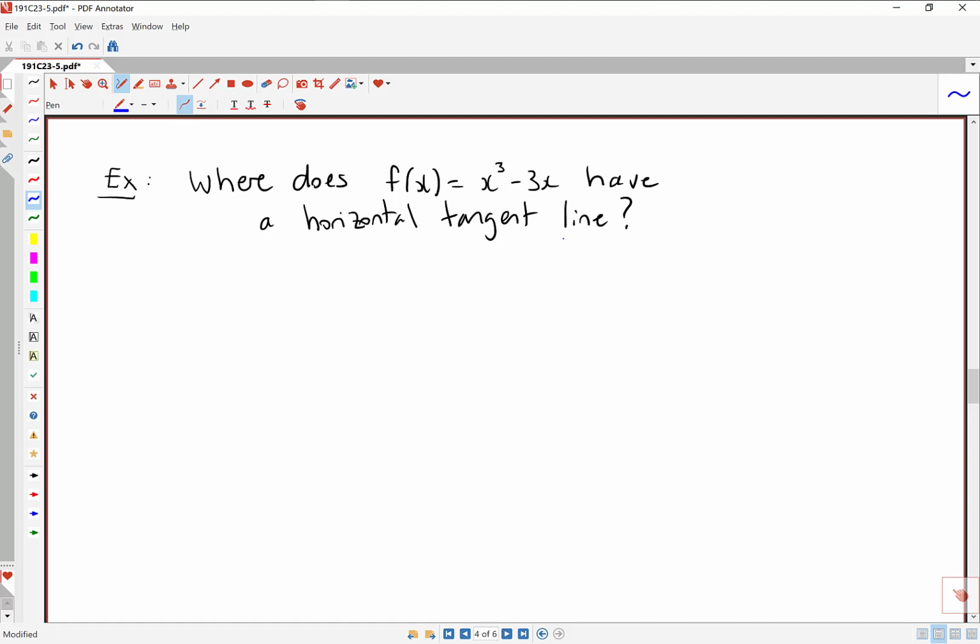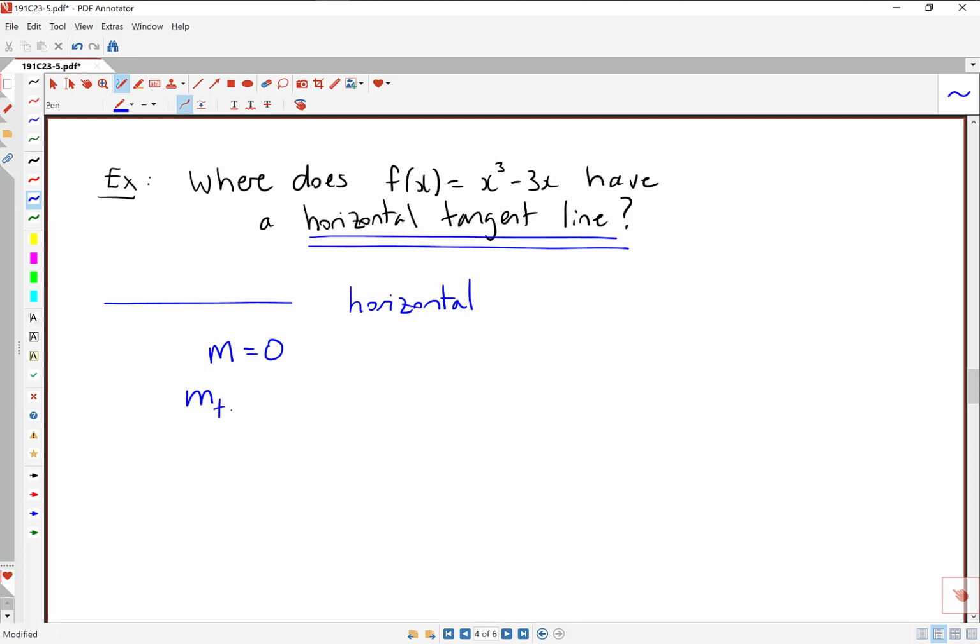Let's forget about tangent lines for a second, and let's just think about horizontal lines. Let's think back to some of our previous math courses where we talked about horizontal lines. What do we know about the slope of a horizontal line? So if our line is horizontal, the slope should be 0. Now, if we're saying we want a horizontal tangent line, then we're specifically saying we want the slope of the tangent line to be 0.